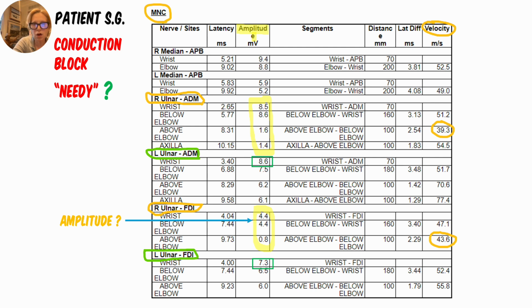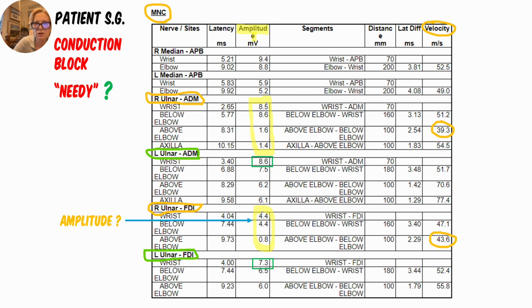Now look at the amplitude on the FDI, 4.4 at the wrist and 0.8 when you're stimulating above the area of compression at the elbow. And here you can see the conduction velocity is 48.3 across the elbow. Anything less than 50 is abnormal. But 4.4 is not normal. And if you go to the FDI on the left side, in this patient, their normal is 7.3. So what's going on here? Have they lost half their axons or almost half their axons? It should be 7.3 and it's 4.4. Or is this all demyelinating block?